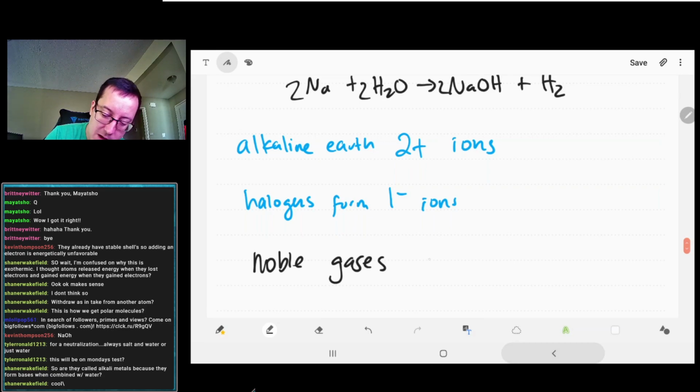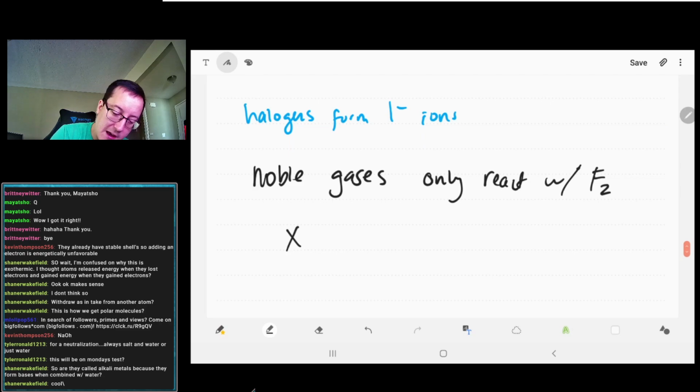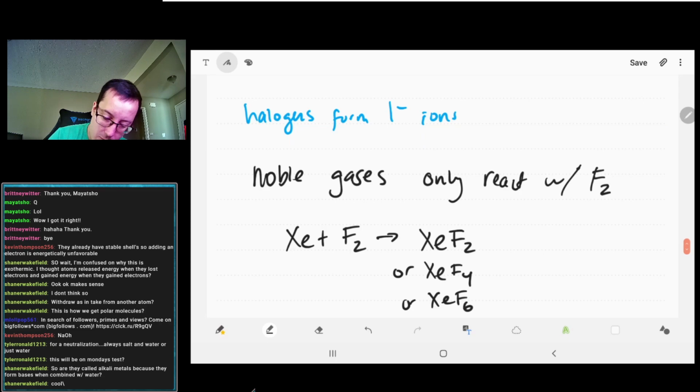Just so you know, there is something about noble gases that's interesting. They pretty much only react with fluorine. So you can actually make fluorinated noble gases, but that's pretty much it. So fluorine is electronegative enough. It has a high enough reactivity that it will actually react with noble gases, but it's pretty much the only thing that does. It's kind of a unique case.